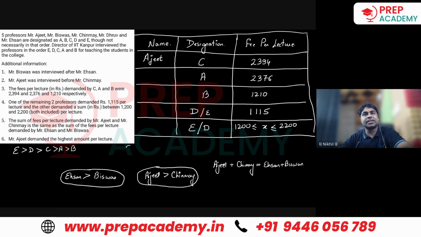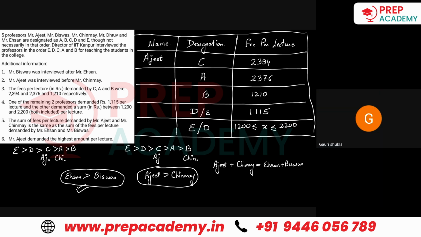Now, if I take two cases, E, D, C, A, and B, in both cases I do know that this C designation is of Ajit only. Then what will be the two cases? Because Ajit comes before Chinmay, and it is not mentioned as just before, there can be a gap between them. So Chinmay can be here, and Chinmay can be here as well. Is it true or not? Now, Ehsan and Vishwas, this relationship will be followed, but we don't know as of now. Apart from that, what else do we know? Ajit plus Chinmay is supposed to be equal, sir, to.